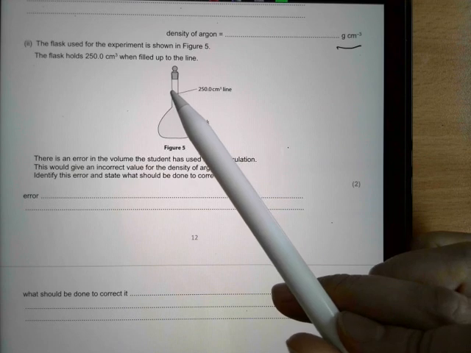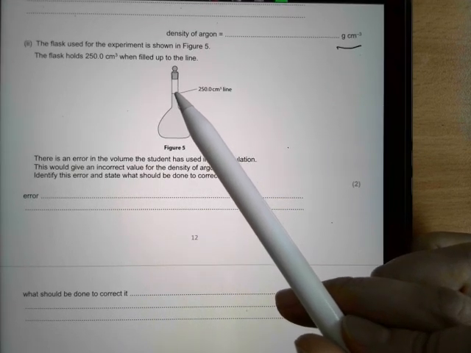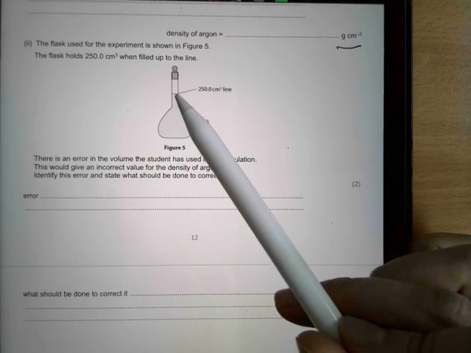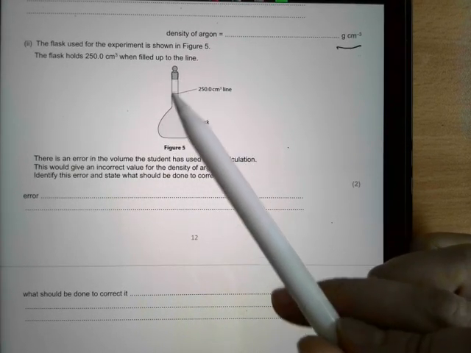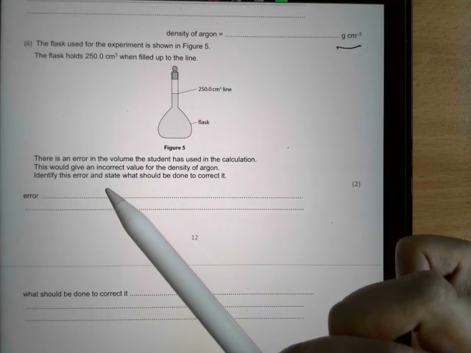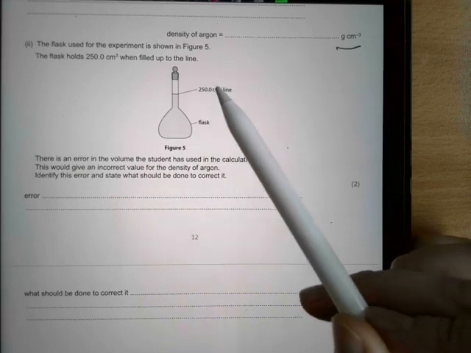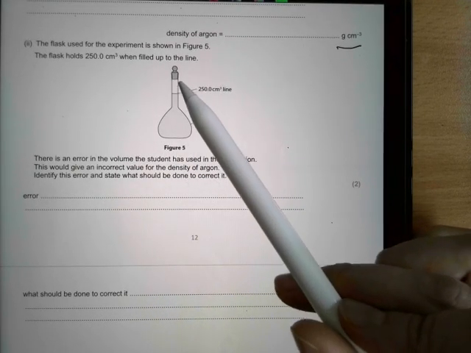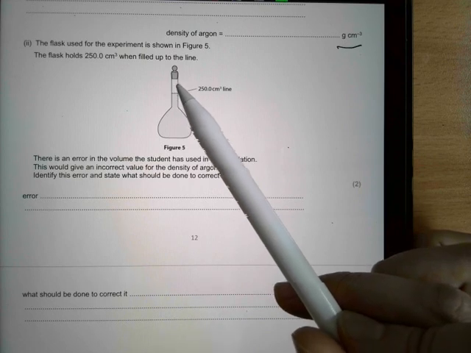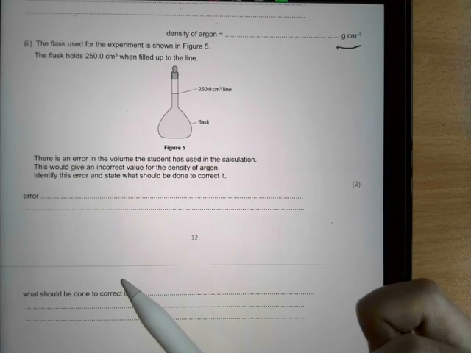But I'm putting a gas in. A, I can't see the gas, and B, even if I could, I've got no way of stopping the gas going beyond that line. So to fill it, you're actually going to fill the whole container. It's not going to stop at that line when you're filling it with a gas. So the error the student made is thinking that you only had 250. The flask can hold more than 250 if you include this bit here, and the gas will occupy all of that space. How are they going to fix the error?